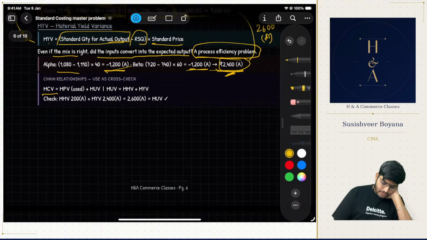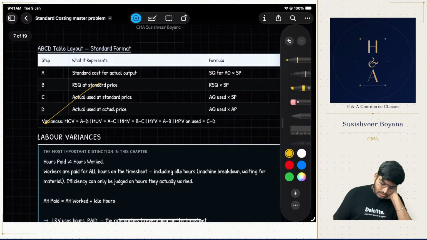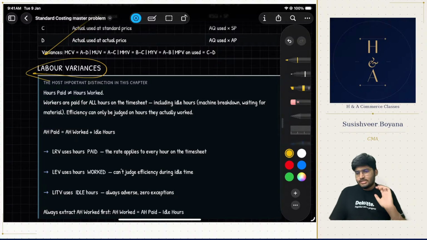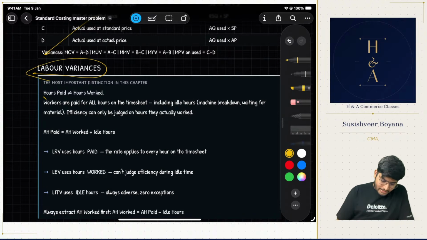MCV equals price used. Okay, you can ignore it. Standard table, not something I look at. Okay, labor variances. Let's try to increase the pace. I already explained the logic.